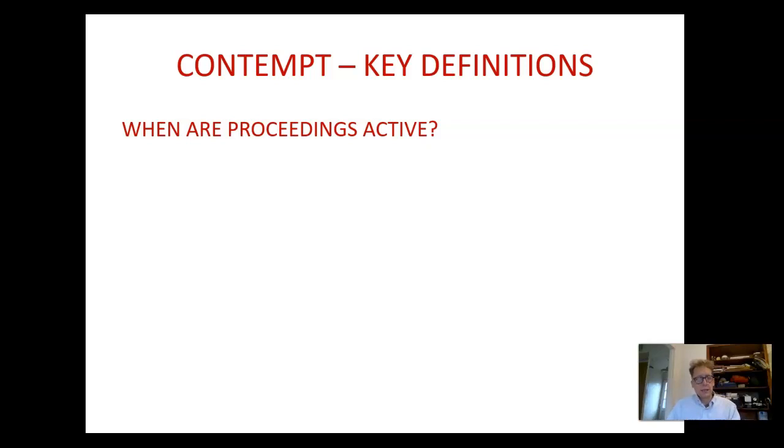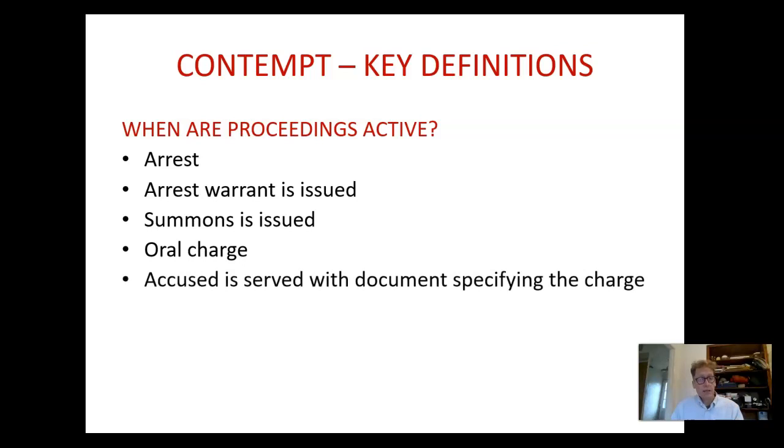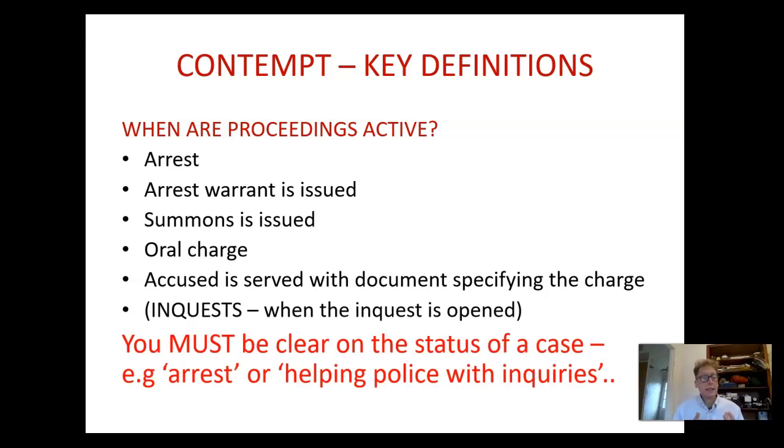The other bit you need to be thinking about is when do they become active? Because remember that definition, creating a substantial risk of serious prejudice or impediment to active proceedings. So you need to know when proceedings become active. That's when there's an arrest, when an arrest warrant is issued, when a summons is issued, when there's an oral charge, when the accused is served with a document specifying the charge, and when an inquest is opened. The key things there are an arrest, summons, or charge. Remember those things and you won't go far wrong.